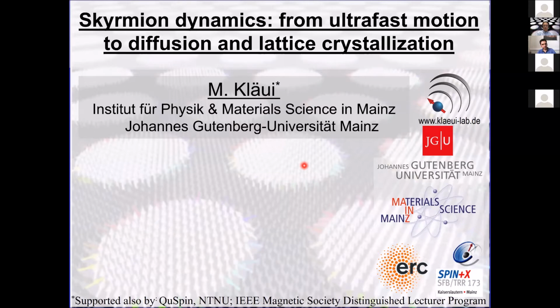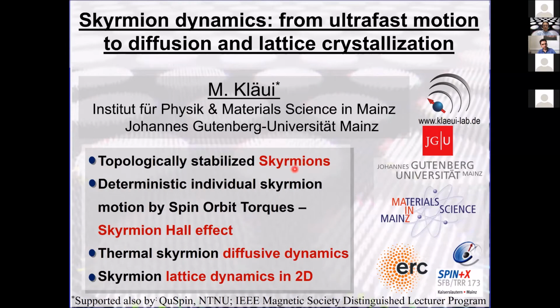I'm going to talk today in particular about two types of dynamics. First, deterministic individual Skyrmion motion by spin-orbit torques, where we have completely fast and deterministic motion leading to the Skyrmion Hall effect. The second part of the talk will be on diffusive dynamics, and finally quite a large part about crystallization of Skyrmions and lattices.